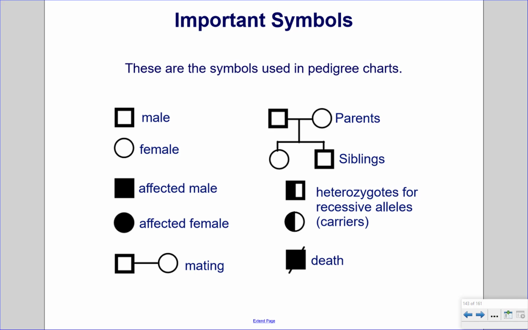And when a line branches out directly from that mating, we have children. And the children below where the parents are the siblings. If the circle or square is half shaded, that means the individuals are heterozygous or carriers. And when there is a line going through an individual, that means that individual is dead.